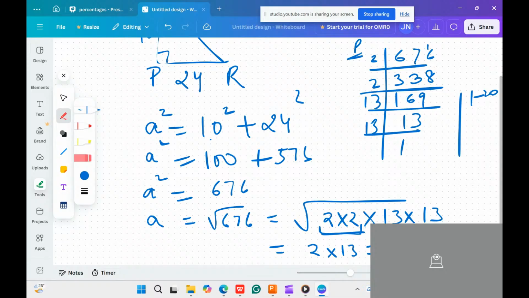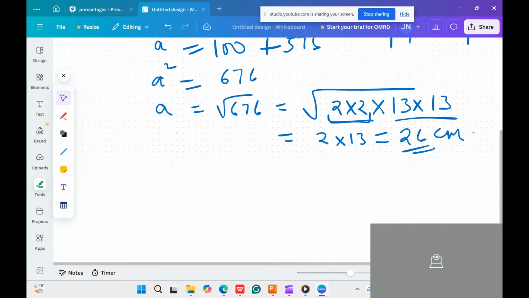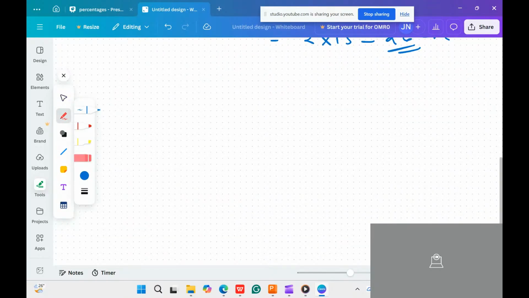Yes, correct. Understood? Chalo. Second question. Could you manage to get this one? The textbook, is it with you?